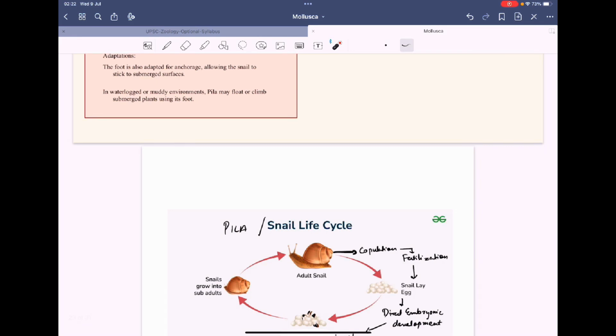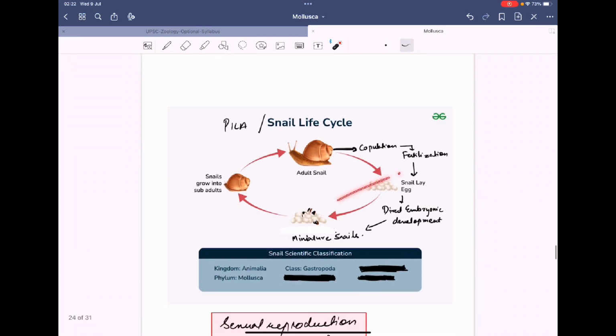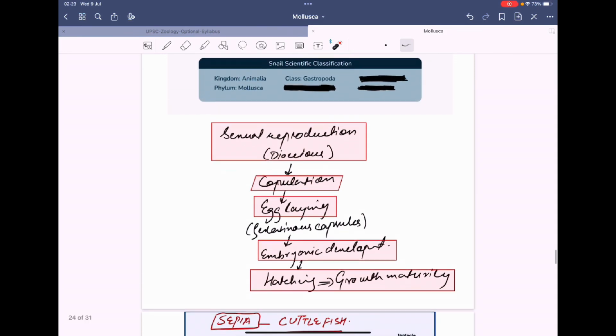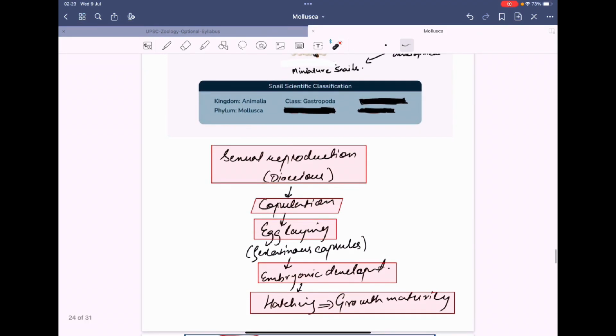Now, discussing the life cycle, you will see that the adult snails undergo copulation. After copulation, there will be fertilization. The snails will lay the eggs, and there will be direct embryonic development. They will develop into miniature snails, and they will grow into subadults. So it is a simple reproduction. They are dioecious. There will be copulation, eggs are laid, and there will be hatching. They will grow and form mature pila.